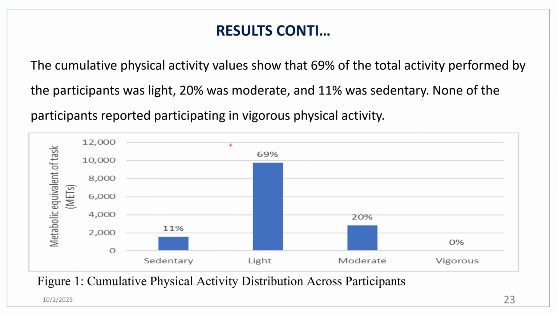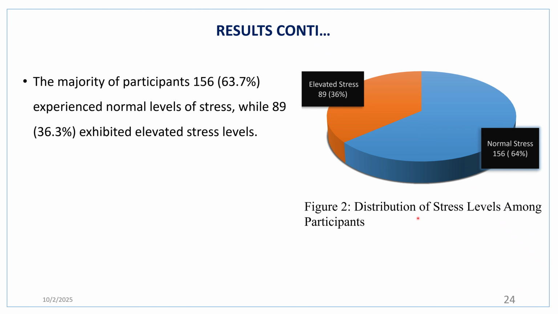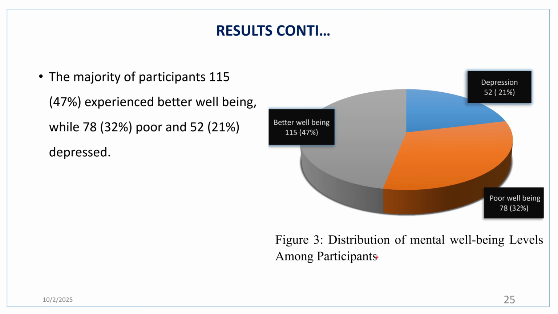This slide is about physical activity distribution. And this about distribution of stress levels. And mental well-being levels.